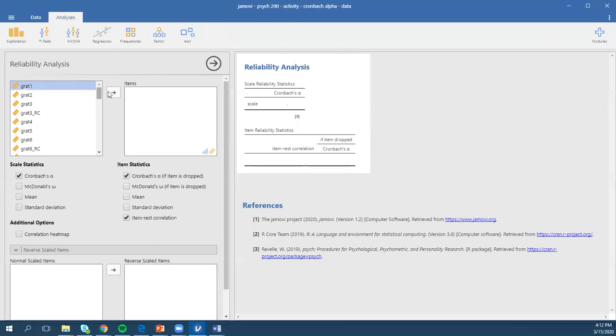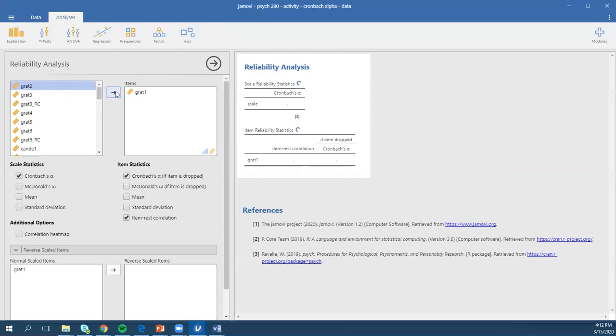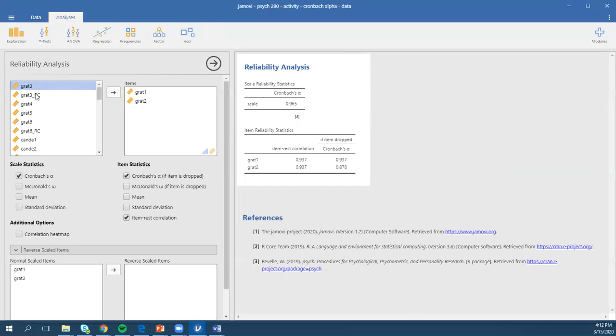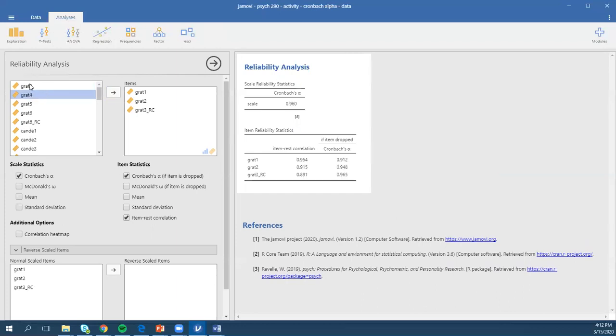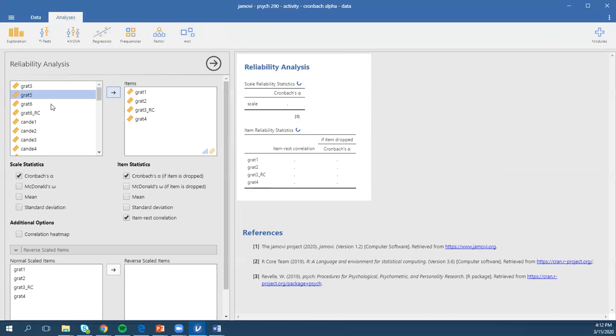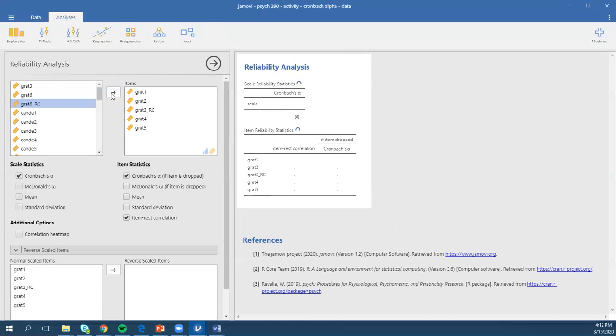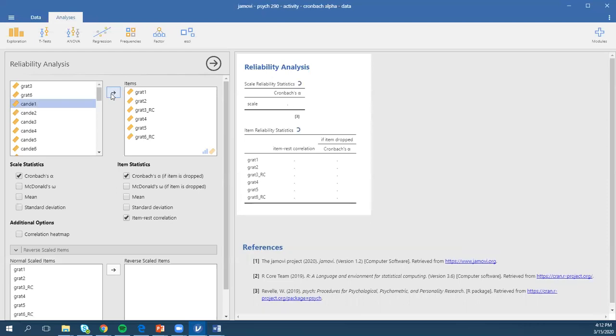Now let's add in our questions here. So we're going to pull over 1, 2, and then instead of 3, we're going to bring over reverse coded 3 because question 3 itself is in the wrong direction. Let's do 4, 5, and then reverse coded 6, right? So now we can start taking a look at what we have for our scale.